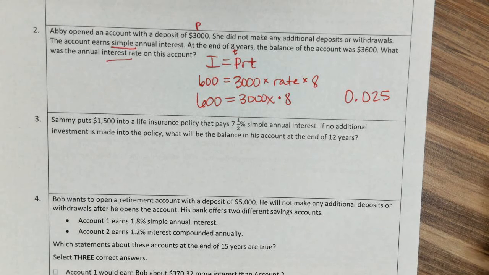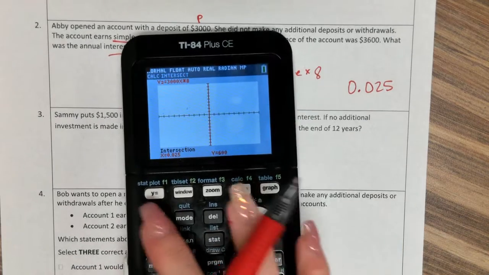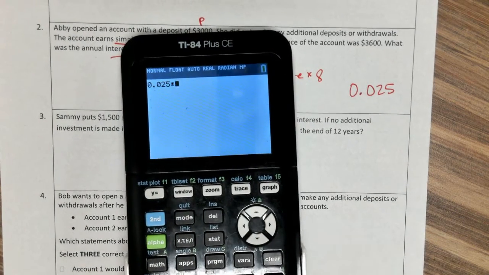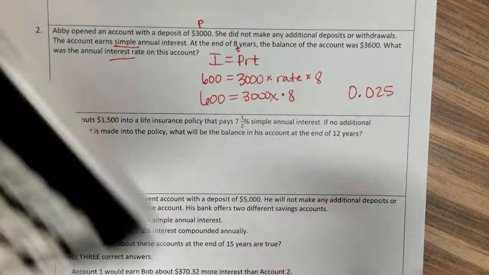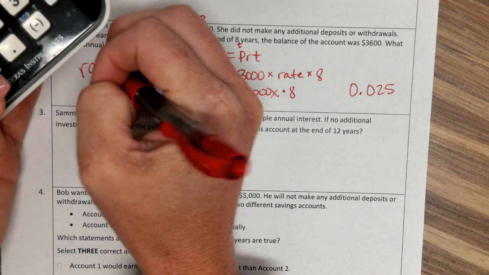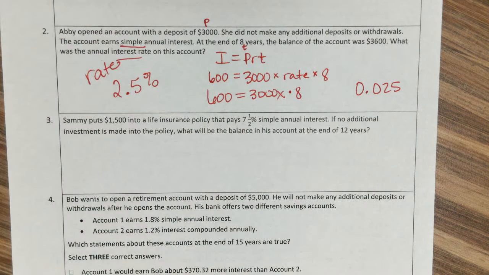Now, is that a rate as a percent or is that a decimal? So if I want to change it back to a percent, I multiply it by 100. Because if we want to change it from a percent to a decimal, we put it over 100. But I want to go backwards, so I multiply it by 100. So 0.025 times 100 is 2.5%. That is the rate that was used.